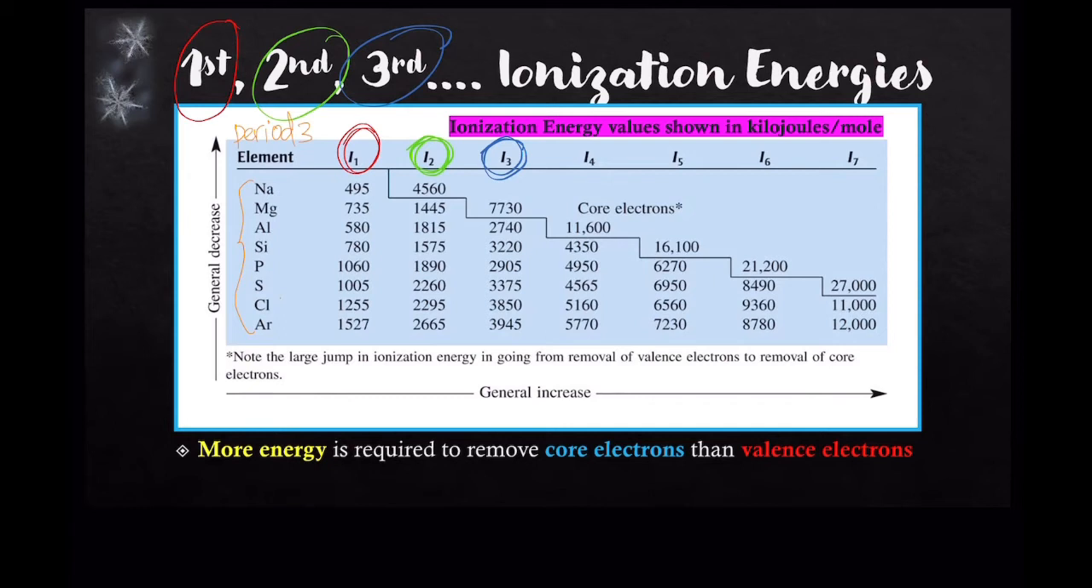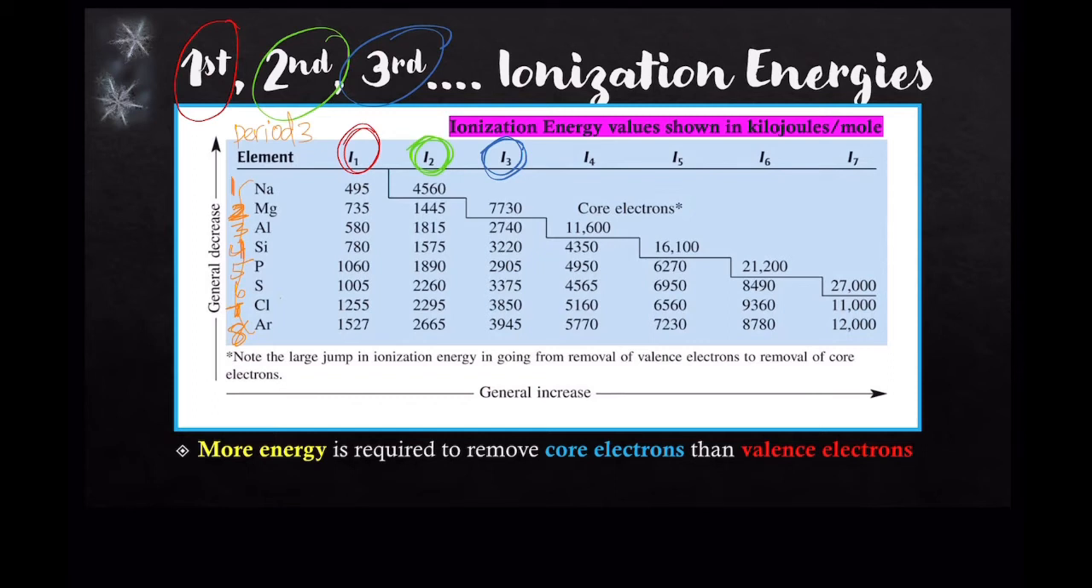Sodium is a group 1 element. That means it has 1 valence electron. Magnesium is a group 2 element, an alkaline earth metal. It has 2 valence electrons. Aluminum is in group 13. It has 3 valence electrons. Silicon's in group 14, so 4 valence electrons. Phosphorus has 5 valence electrons, sulfur has 6, chlorine has 7 because it's a halogen, and finally argon's a noble gas and has 8. So let's take a look at the ionization energies required to remove electrons from these elements.